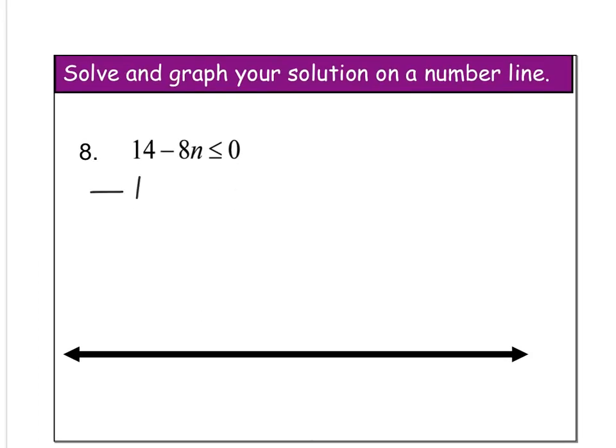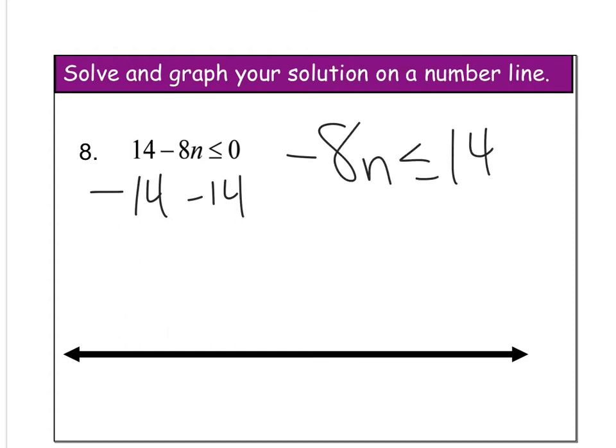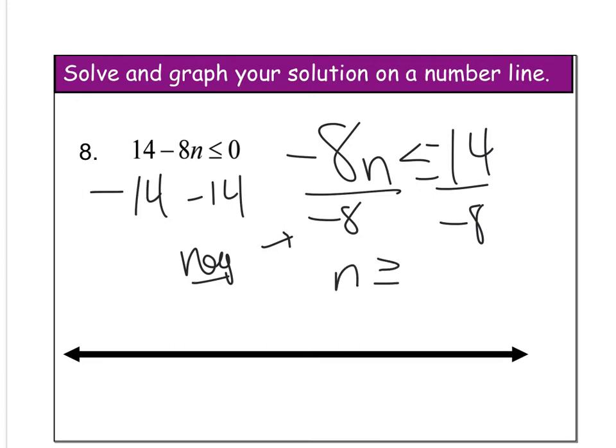Okay, so here, subtract 14. Negative 8n less than or equal to 14. Negative 14, divide by negative 8. So now here, because this is negative, I'm going to flip this sign. And negative 14 over 8, that would be 1 6/8, which is 1 3/4.